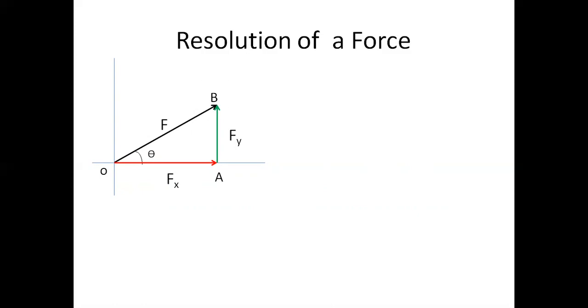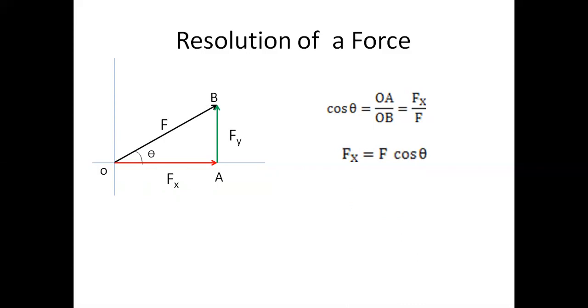We know from the properties of a right angle triangle that cos theta is nothing but adjacent by hypotenuse. So cos theta is nothing but OA by OB, that is, cos theta equals Fx by F. From this we can find the Fx value. Therefore, Fx is nothing but F into cos theta.